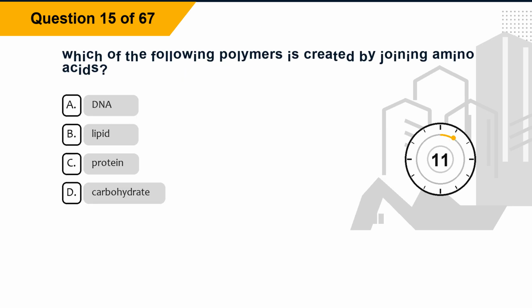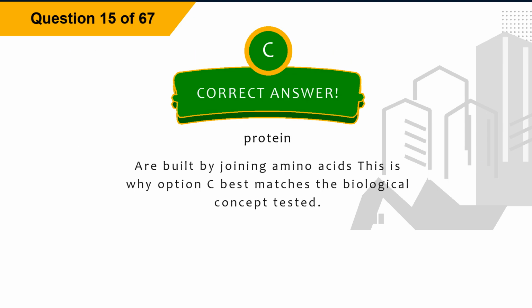Question 15. Which of the following polymers is created by joining amino acids? Option A, DNA. Option B, lipid. Option C, protein. Option D, carbohydrate. The correct answer is option C, protein. Explanation. Proteins are built by joining amino acids. This is why option C best matches the biological concept tested.